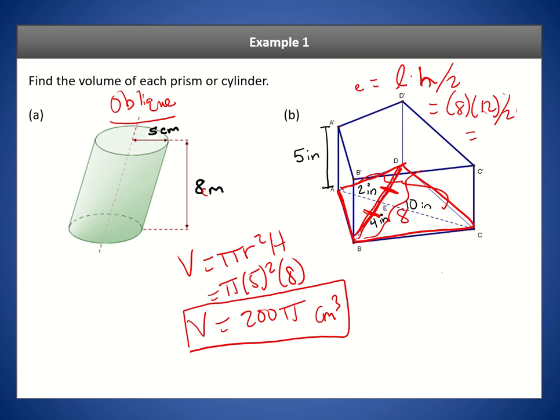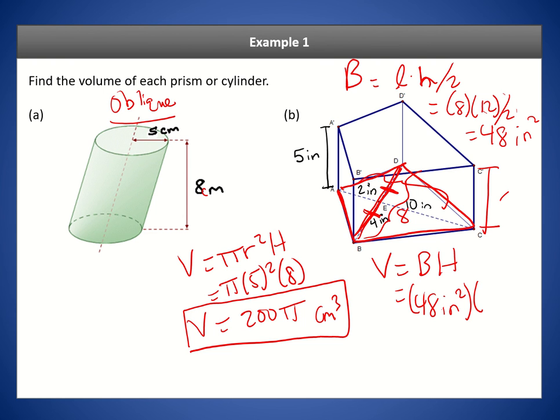And we're going to call this capital B, remember, because capital B is the cross-sectional area. So we have 6 times 8 is 48. All right, so this is going to be 48 inches squared. Now the volume of this prism is capital B times capital H. And we know capital B was 48 for the kite. So 48 inches squared times the height of the prism, that's going to be the 5 inches.